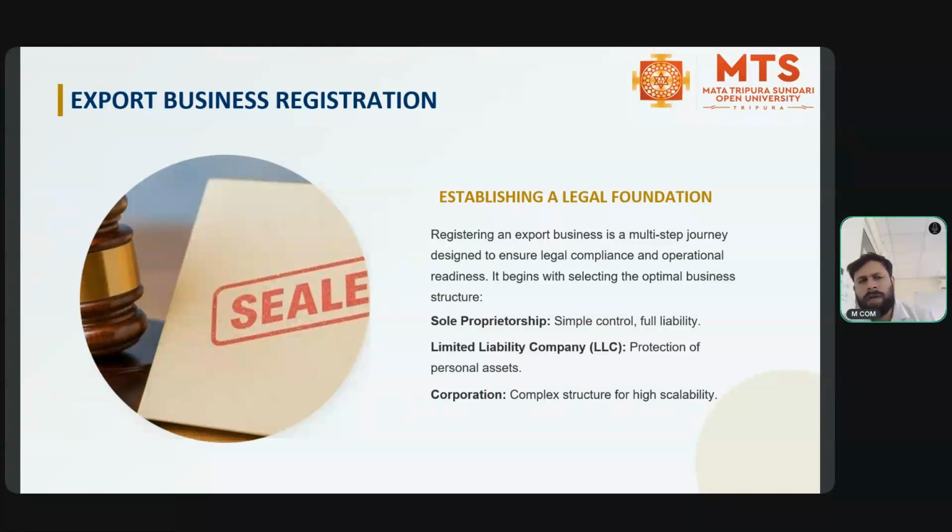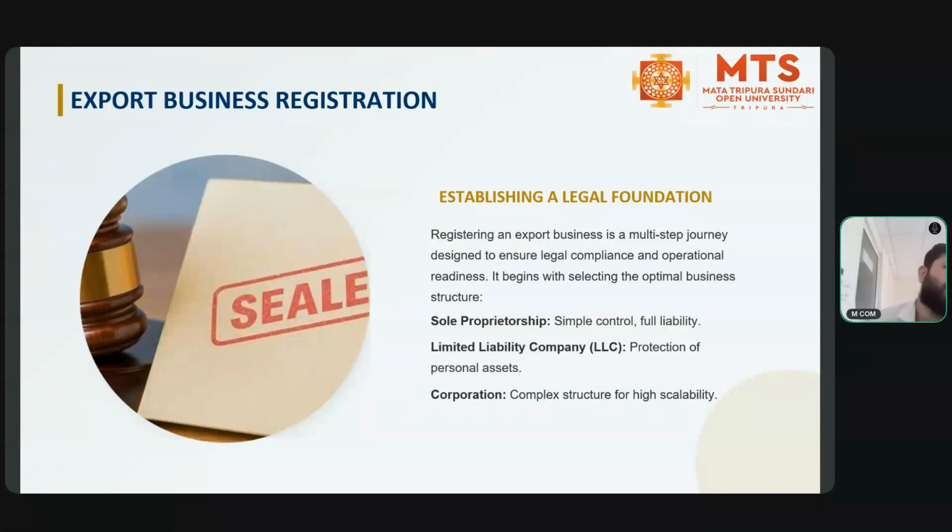Registration of an export business is required for any form of business that steps forward for exporting their product or making their product available in different locations, country-specific environments.